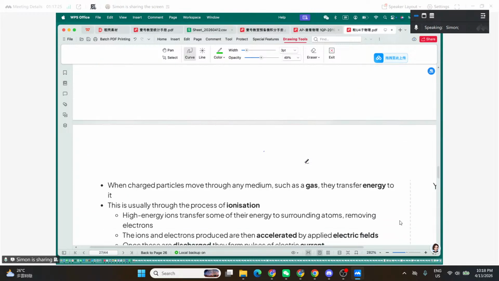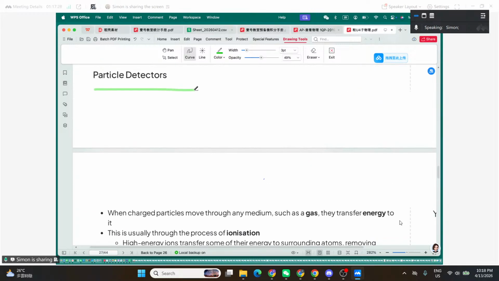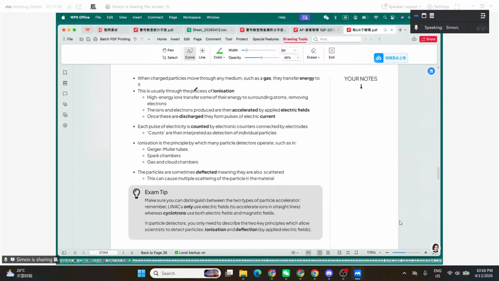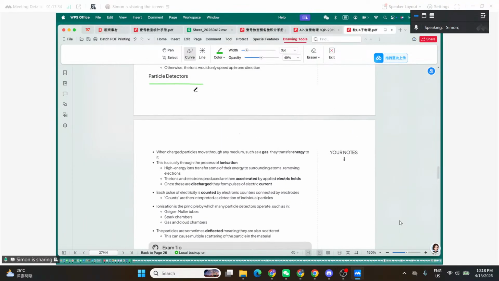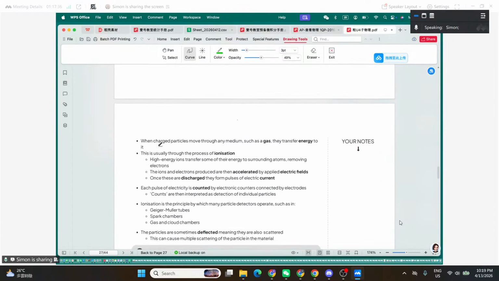And as for the particle detector, in this process, when a charged particle moves through any medium, like gas or anything else, it transfers energy to it. And this process is called ionization, right? Ionization, understand?